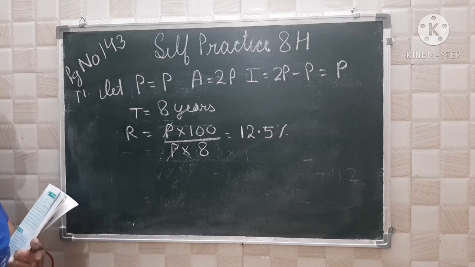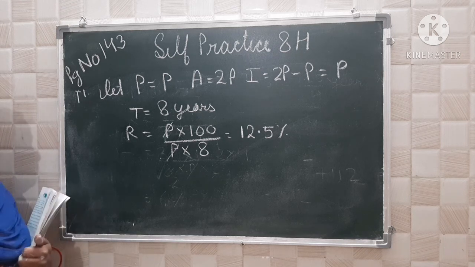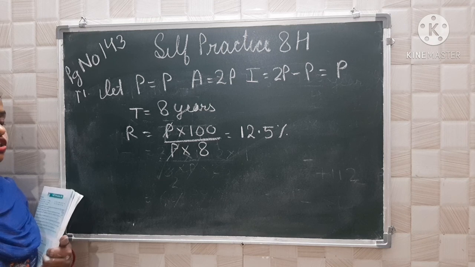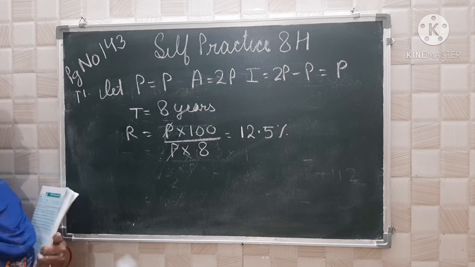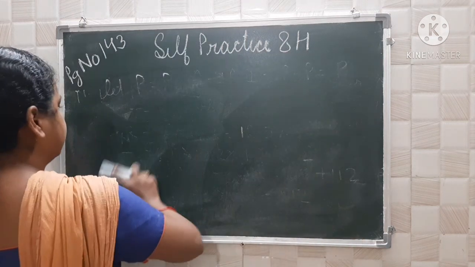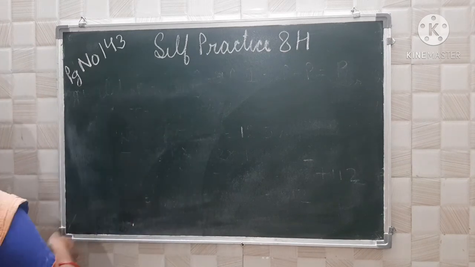Okay, again I may repeat, principal is equal to P, amount doubles itself to 2P, so 2P minus P will be equal to P. Time is equal to 8 years. So what will be R? P into 100 upon P into 8. 12.5% rate of interest will be there. Now come to the last question of this exercise, that is question number 12.